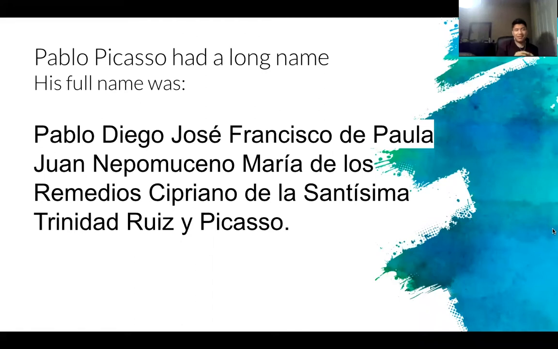Pablo Picasso had a long name. His full name was Pablo Diego José Francisco de Paula Juan Nepomuceno María de los Remedios Cipriano de la Santísima Trinidad Ruiz y Picasso.